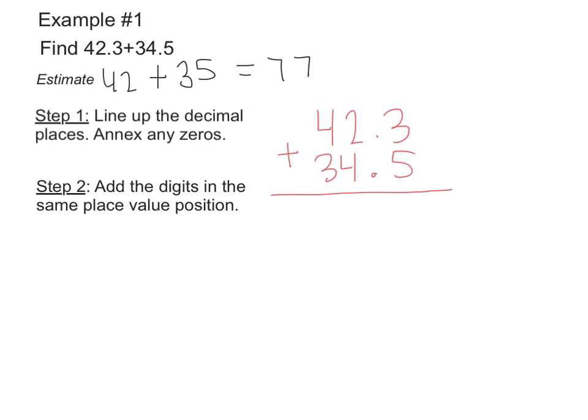Step 2. Add the digits in the same place value position. So just like any regular addition problem, we are going to start with the position on the right. 3 plus 5 is 8. 2 plus 4 is 6. And 4 plus 3 is 7.